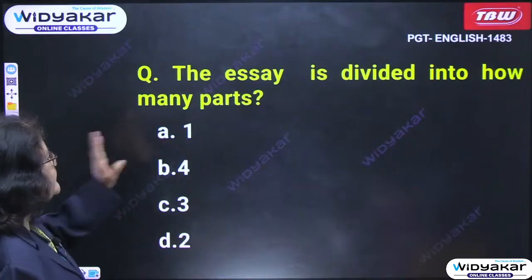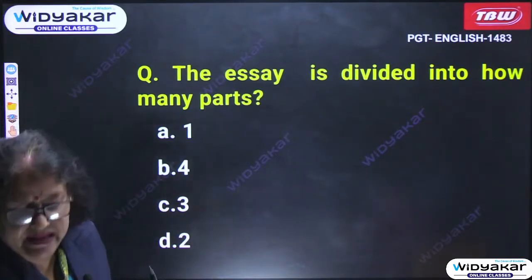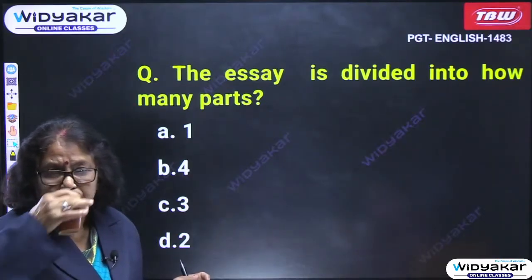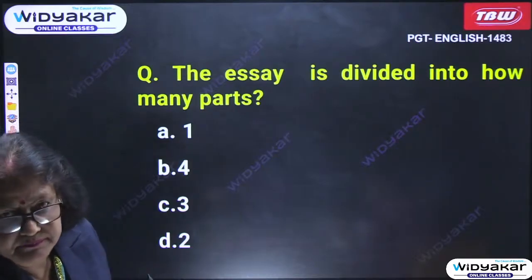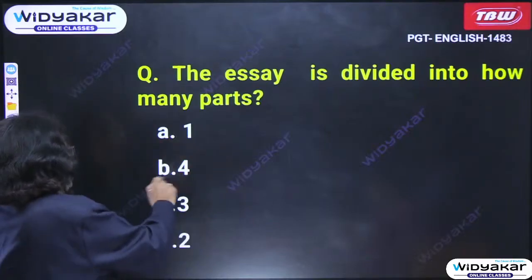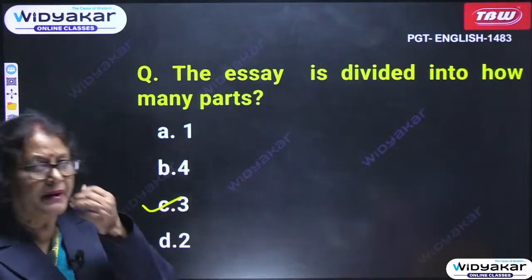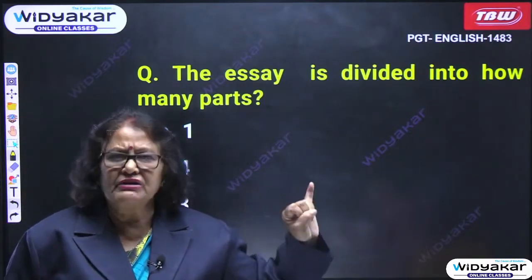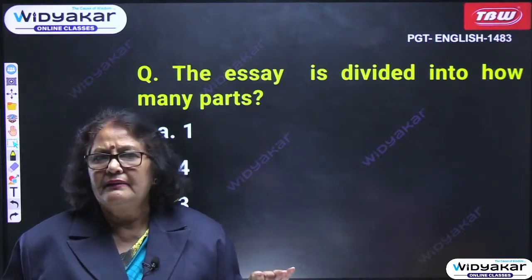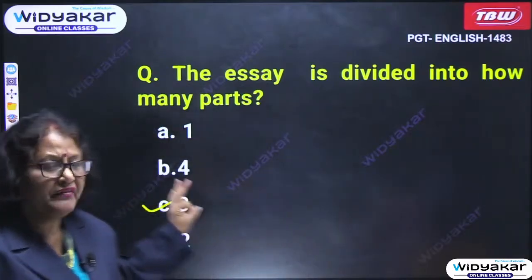Next, the essay is divided into how many parts? In Tradition and the Individual Talent, the essay is divided into how many parts? It is divided into 3 parts. In the first part Eliot talks about tradition. In the second part he talks about the theory of impersonality. Then the third part is the conclusion. It is divided into 3 parts.